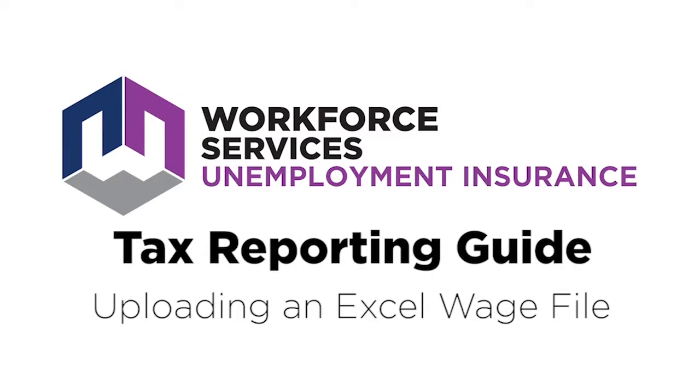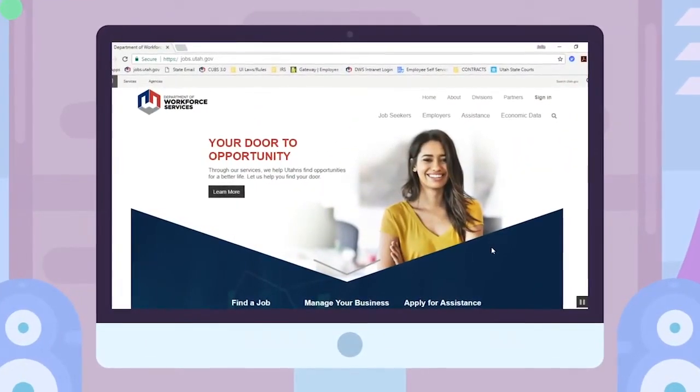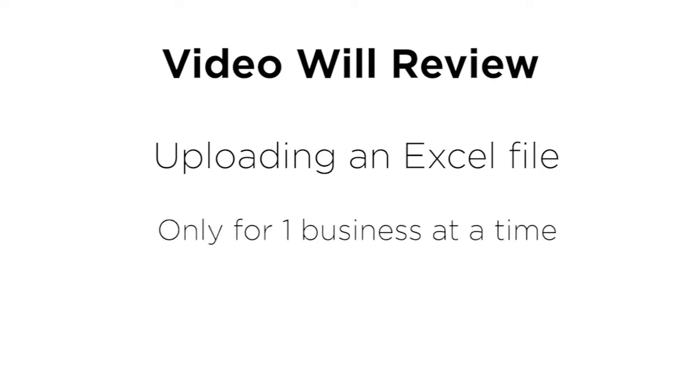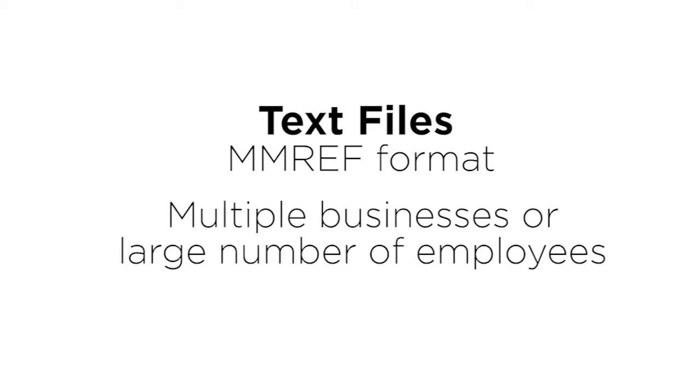At jobs.utah.gov, our unemployment insurance services allow you to report wage information manually or to upload a wage file. This video will explain the process for uploading an Excel file. Excel may only be used when filing for one business at a time. We also accept text files in MMREF format when filing for multiple businesses or a large number of employees.